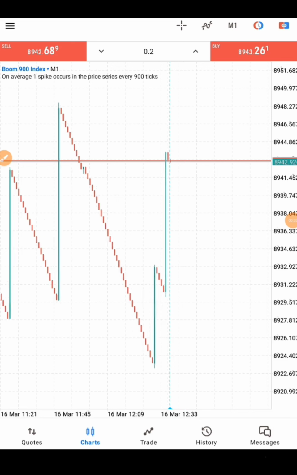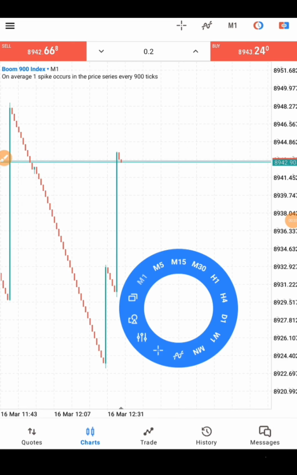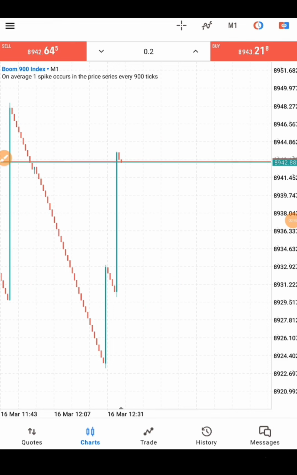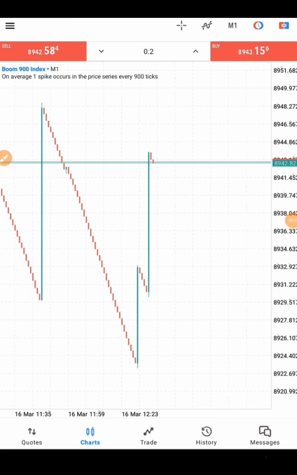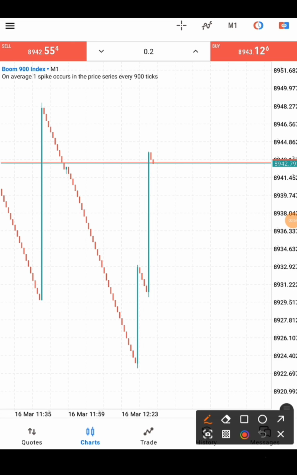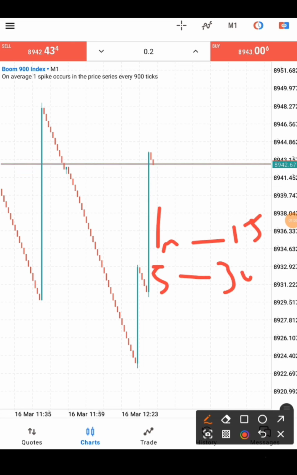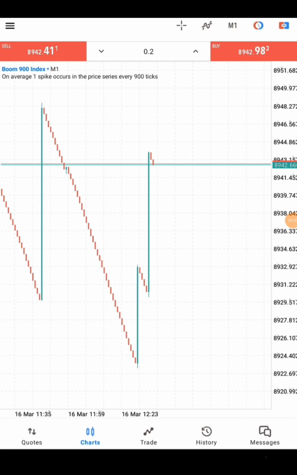So, how to use this strategy? In this strategy, you have to choose your higher time frame. You can choose 5 minutes, 15 minutes. It depends. If your entry time frame is 1 minute, you can choose 5 minutes or 15 minutes. If you are using 1 minute time frame, choose 15 minutes as your higher time frame, and if it is 5 minutes, choose 30 minutes.